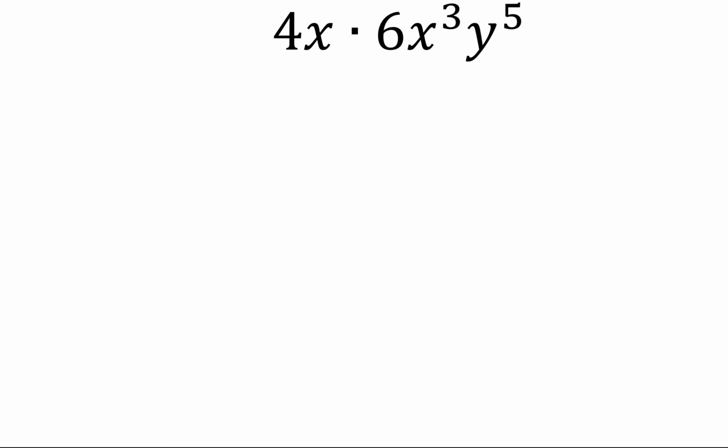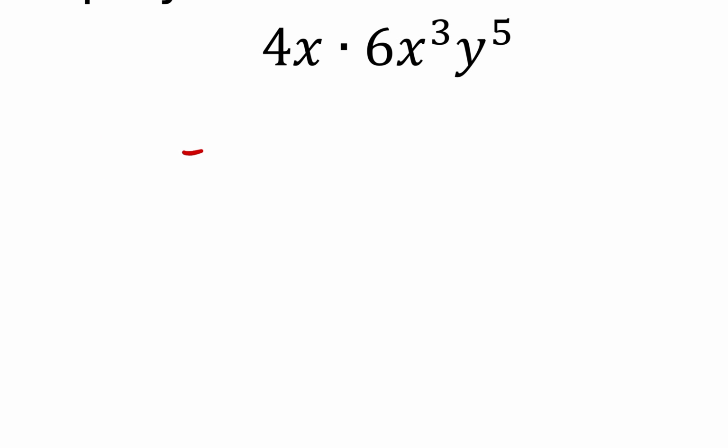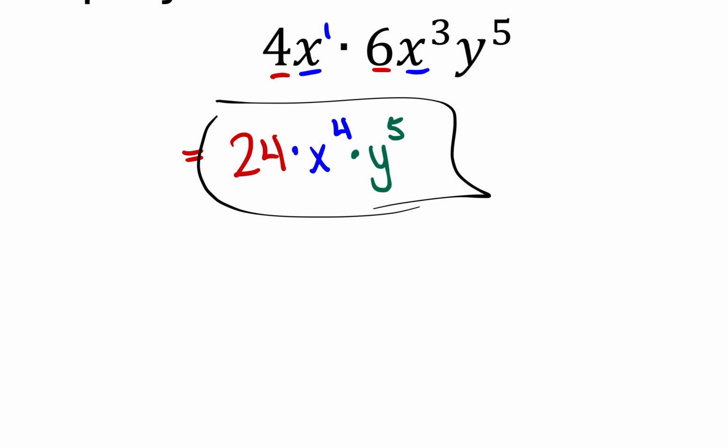Okay, moving on to the next one. Again, we begin by multiplying the coefficients. We have 4, we have 6. That's going to give us 24. Then we have the x to the 1st times x to the 3rd. That's going to give us x to the 4th power. Then for the y's, we do not have any more y's, so it's going to be y to the 5th. So the final solution is going to simply be this.